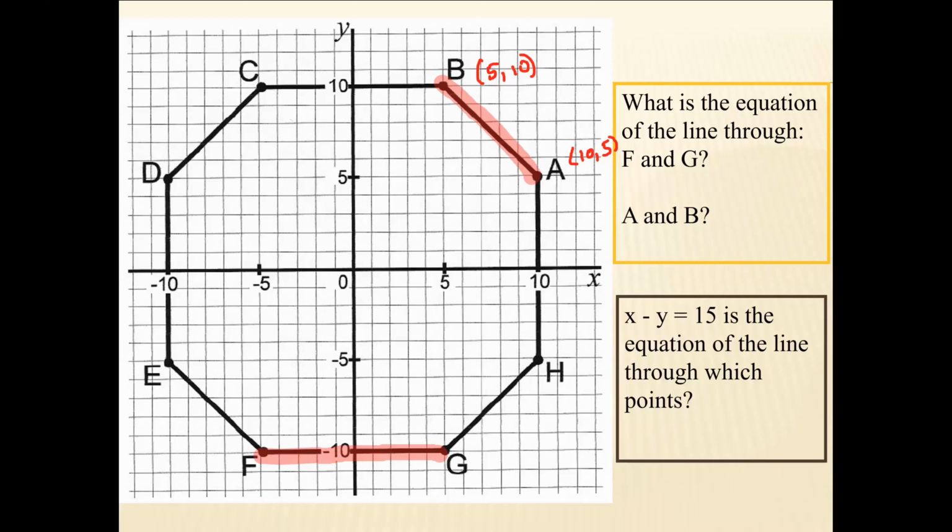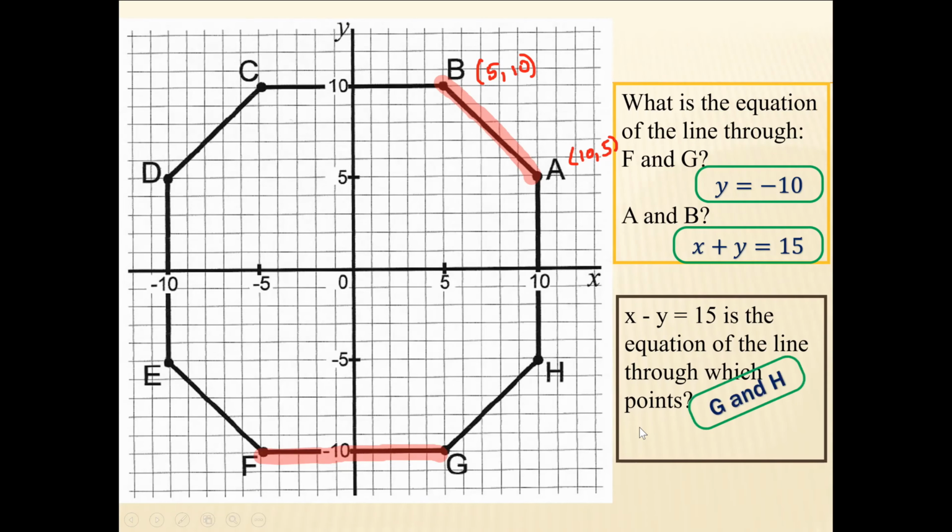One more question. x minus y equals 15 is the equation of the line through which points? x plus y equals 15 is for line AB. Yes, it is GH. For H, x is 10 and y is -5, so minus y will be plus 5. So 10 plus 5 is 15. And for G it will be 5 minus -10, so again it is 15. So it is the line passing through G and H.